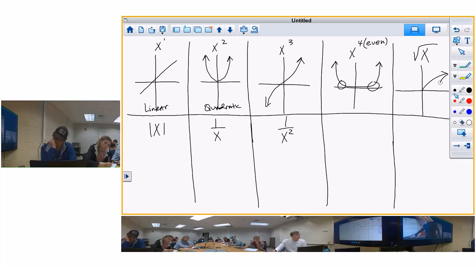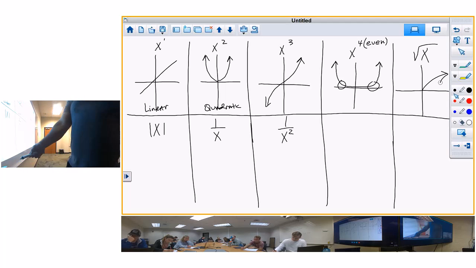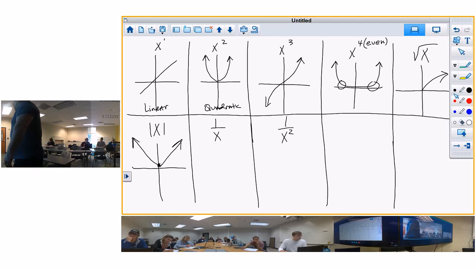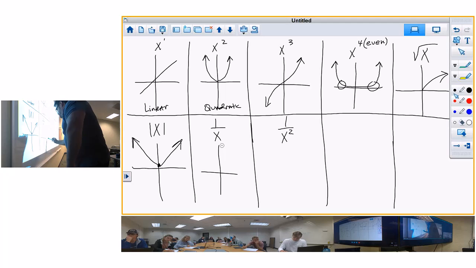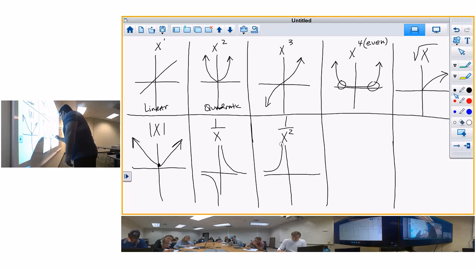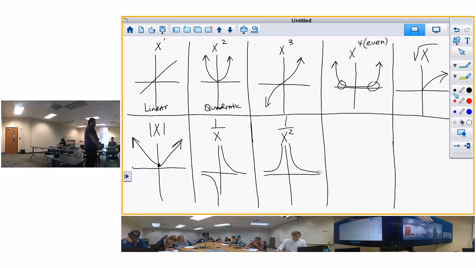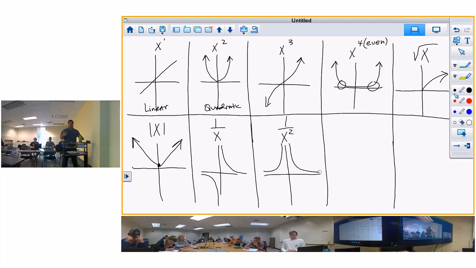Absolute value, absolute vodka. What does value in vodka stand? What does it start with? V. So the graph looks like a V. 1 over x is half a volcano. 1 over x squared is a what? Full volcano. This is your family of graphs. This is what we're going to be working with in the next few sections with your vertical, horizontal shifts, as well as your quadratics and completing the square.